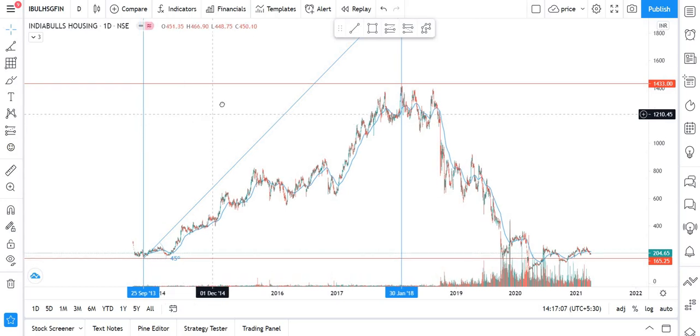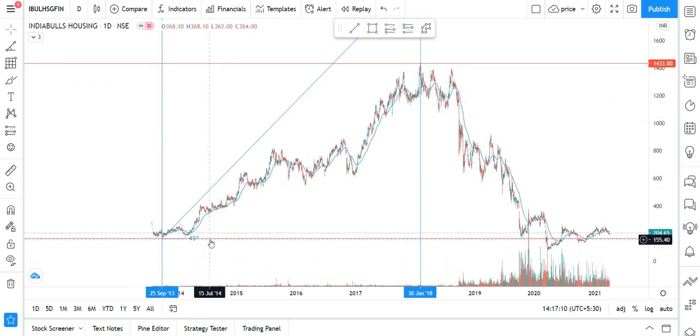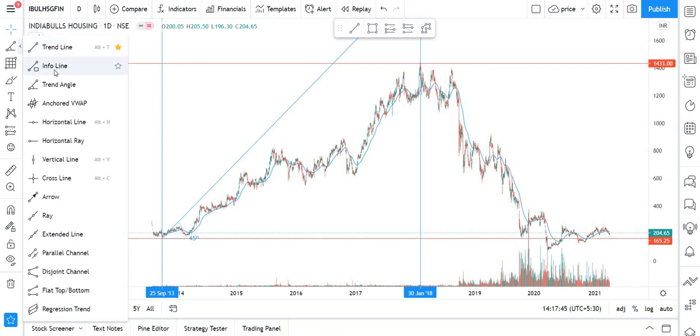Let me give you a brief of what we have done till now. This red line is the low of India Bull Housing Finance on a daily chart, and this is the high, the all-time high for the price section that we have selected here. India Bull Housing Finance has fallen further, and we'll talk about that later. Right now we are talking about the previous charts, the history. And this is the 45-degree line that we have drawn. For drawing this 45-degree line, one way I have taught you is to use the trend angle. This is the trend angle line.